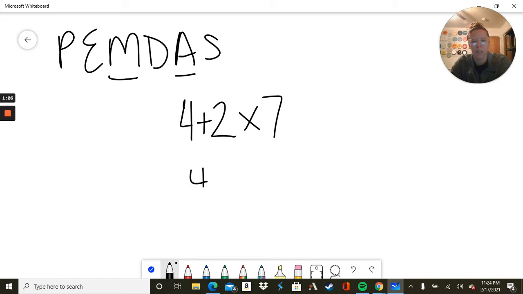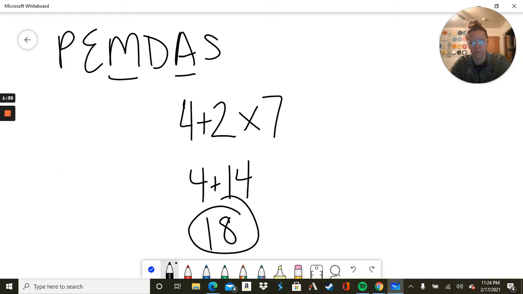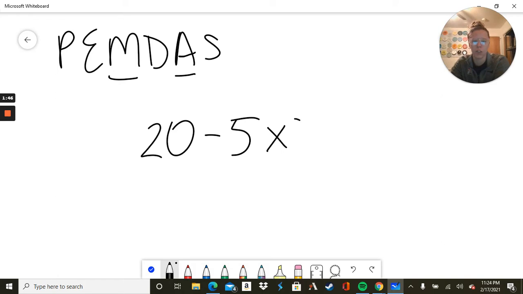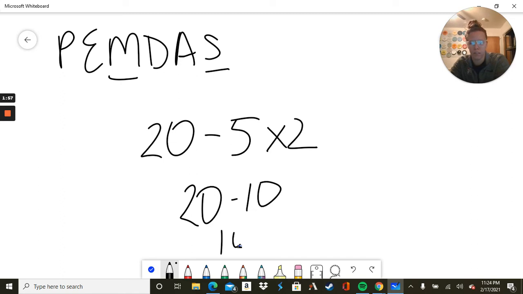2 times 7 is 14. Then we add 4 plus 14 is 18. Okay, so there's the first one. Just 2 steps. Next, we have 20 minus 5 times 2. So here we have multiplication and subtraction. So multiplication is still going to come first. 20 minus 10 is 10.